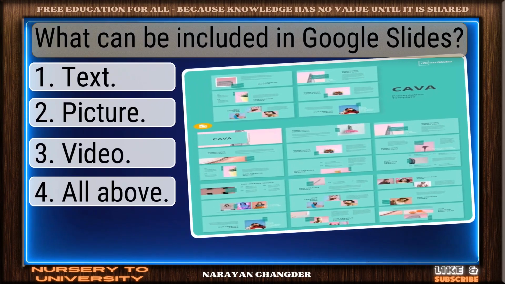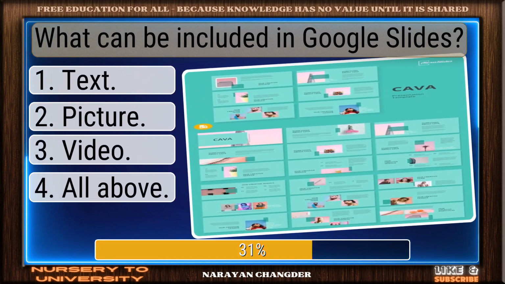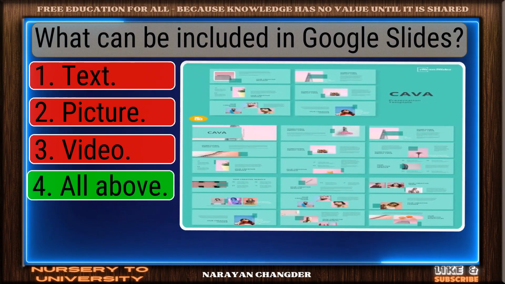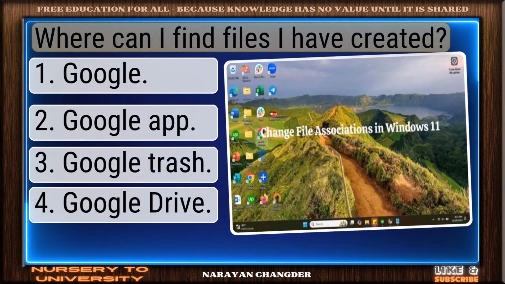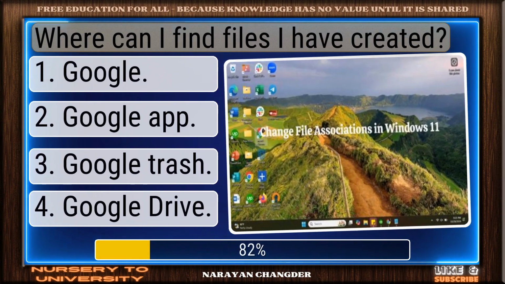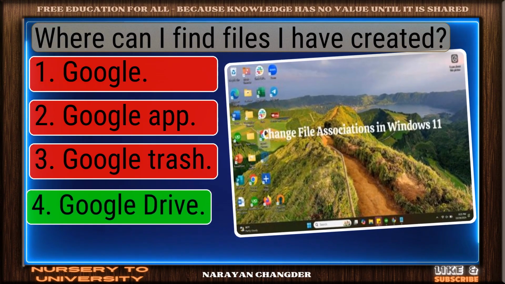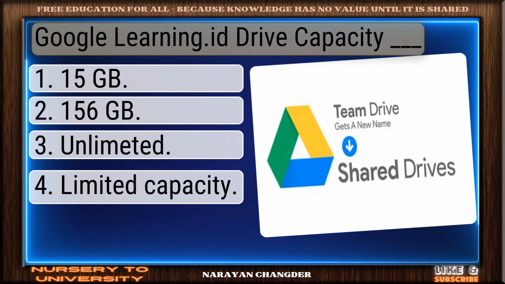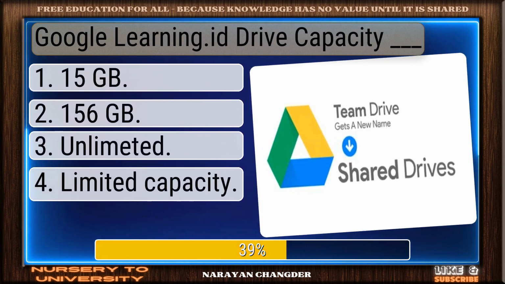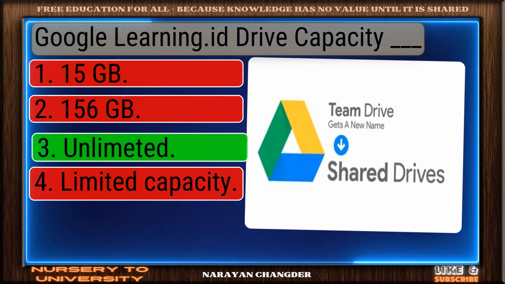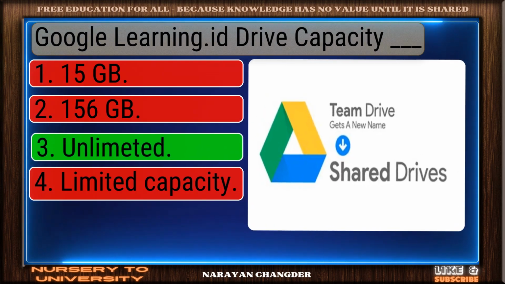What can be included in Google Slides? Great thinking. All of the above is the right choice. Where can I find files I have created? Smart pick. Google Drive is the correct choice. Google Drive storage capacity Dash. Well reasoned. Unlimited is the correct choice.